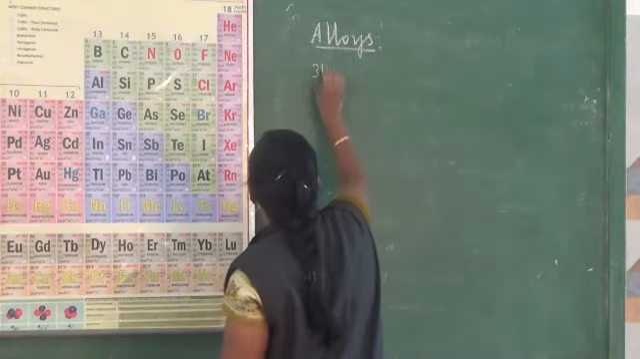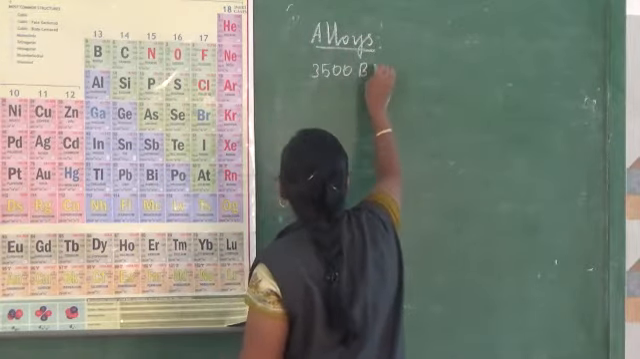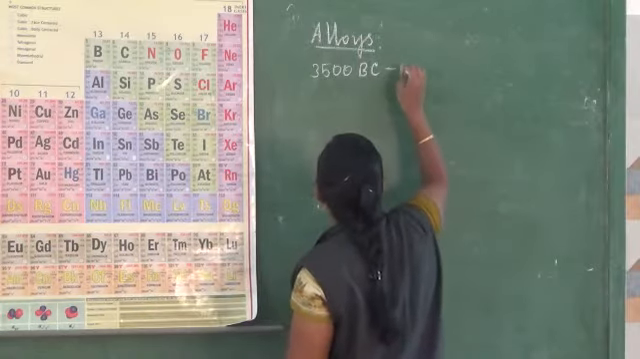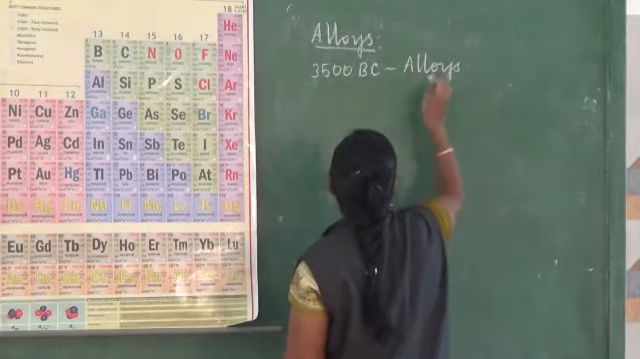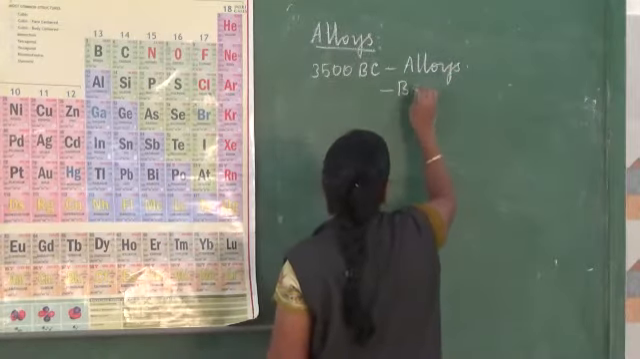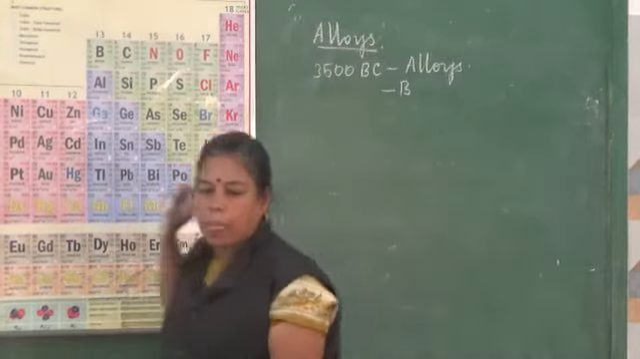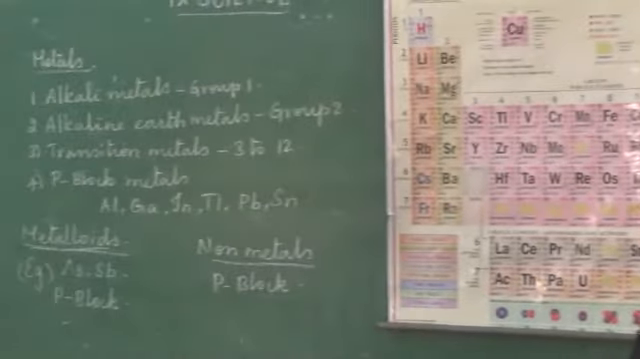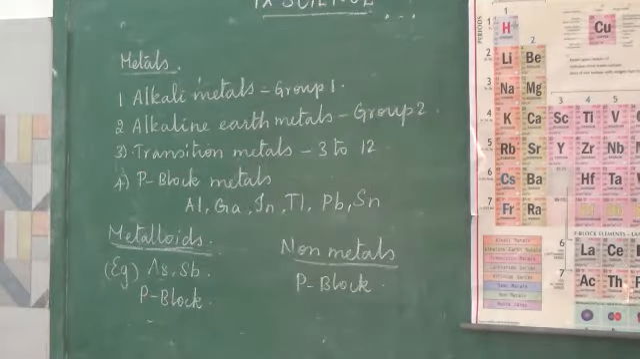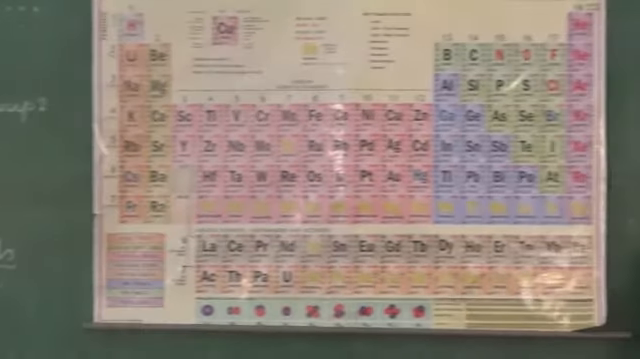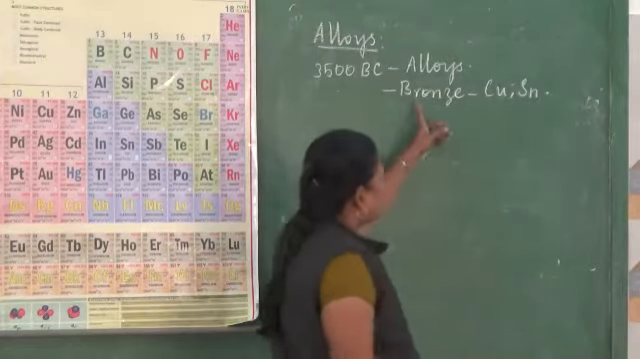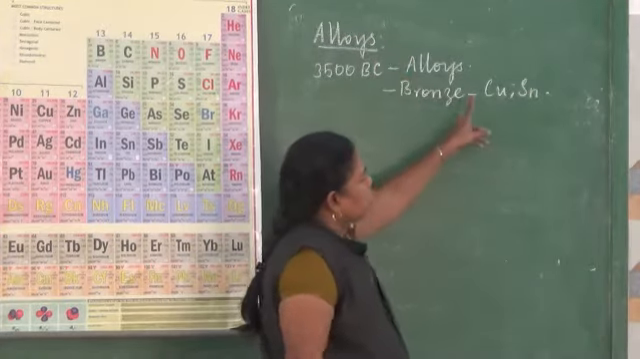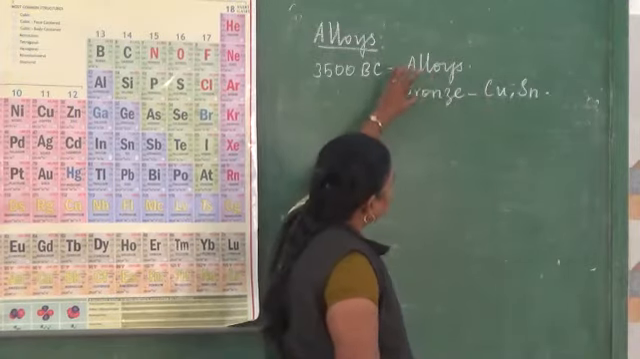In 3500 BC, people used alloys. People used alloys in the form of bronze. Bronze is an alloy of copper and tin. The alloy contains two elements, copper and tin. So it is a mixture of metals.